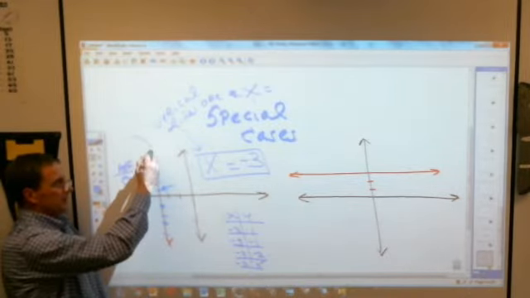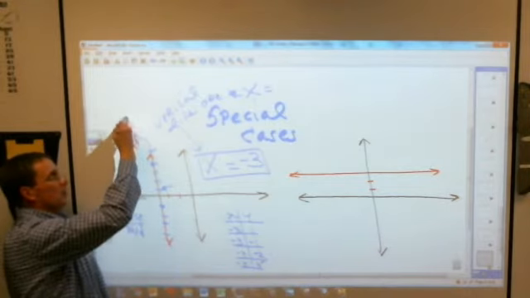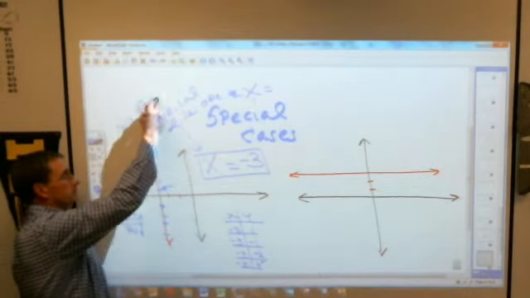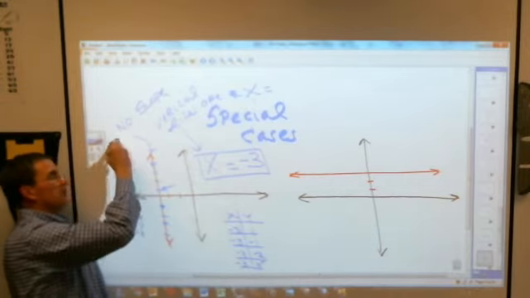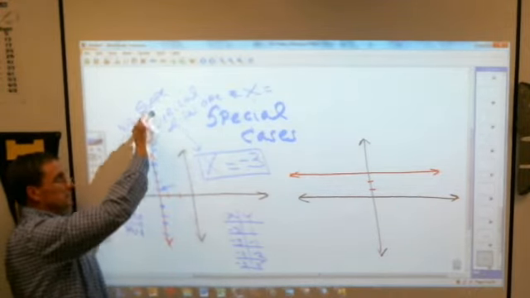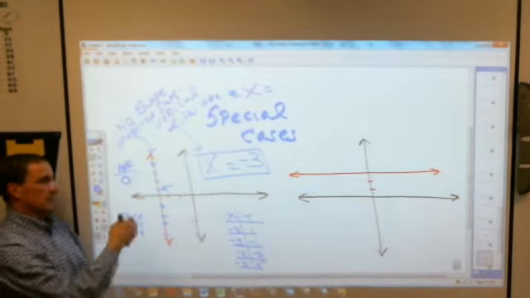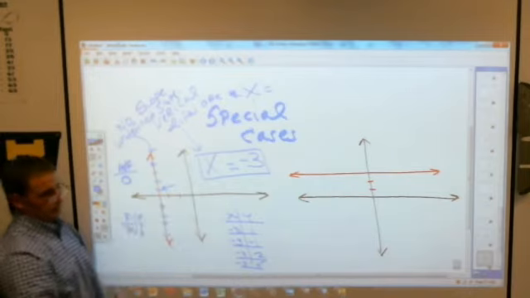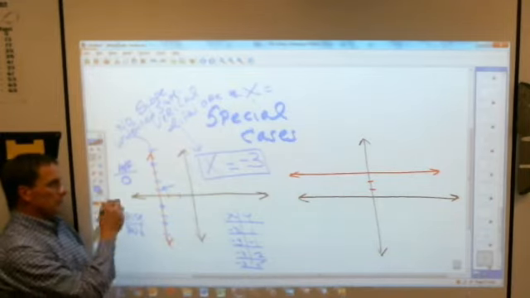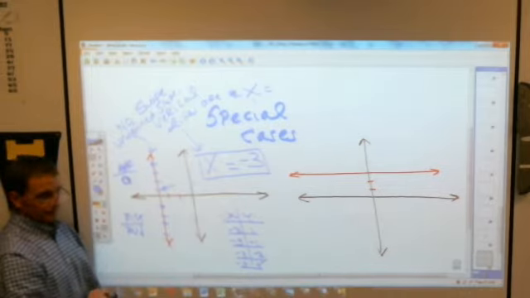This line right here, a vertical line, has what we call no slope, or you could call it undefined slope. Just put it in your notes, just accept it. Vertical lines have no slope or undefined slope because there's no width to that. You can't have a 0 on the bottom.